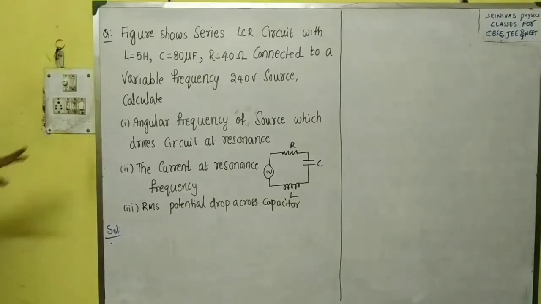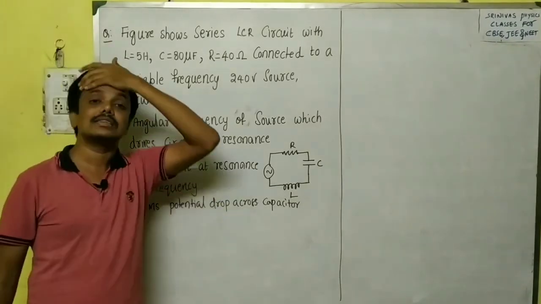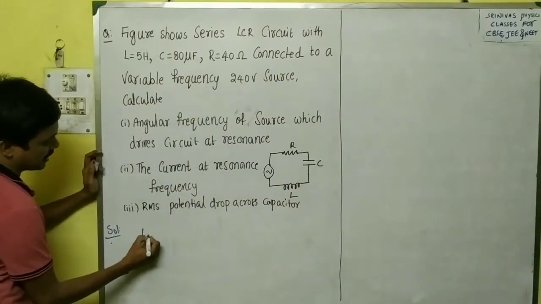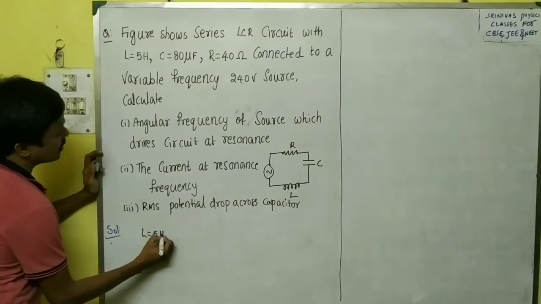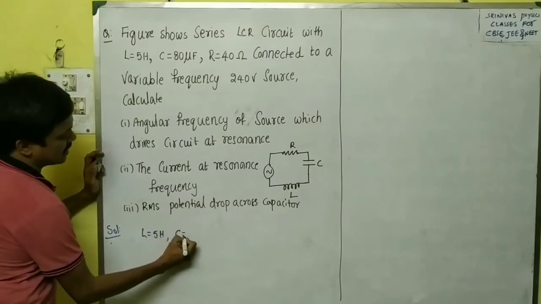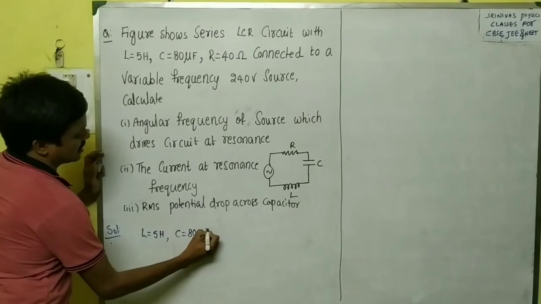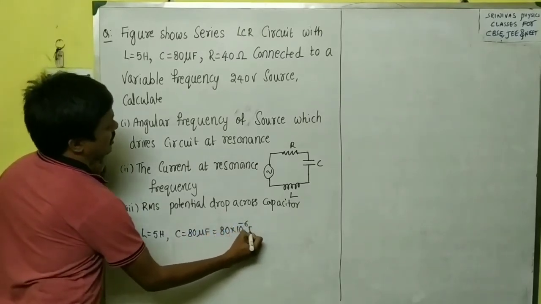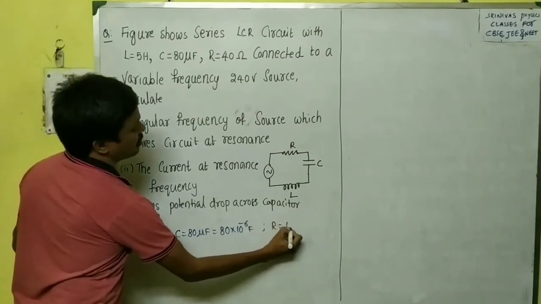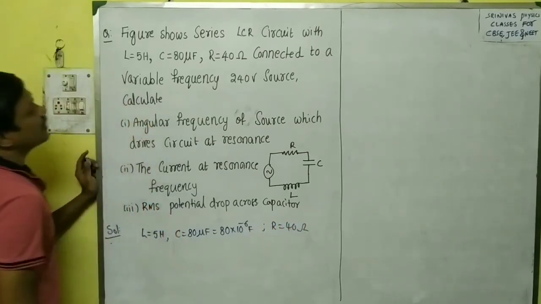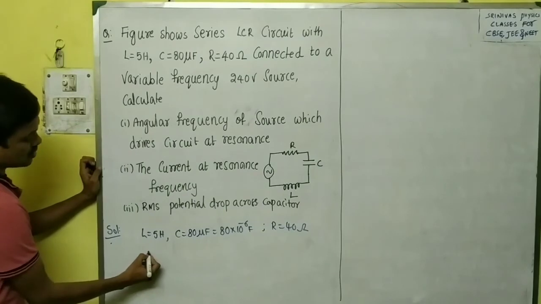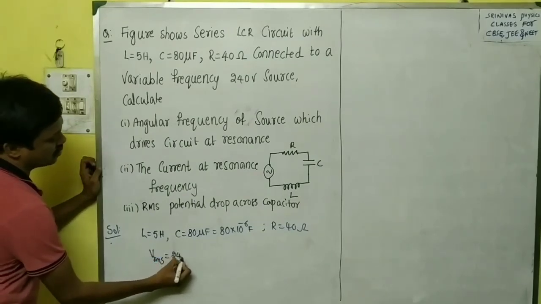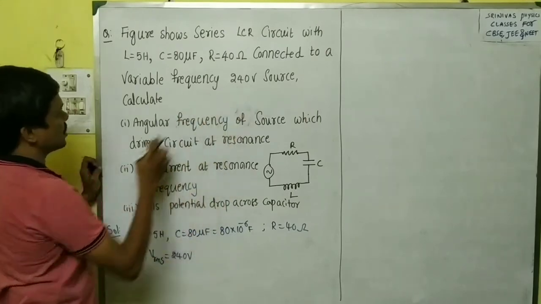Okay, let us go for one problem based on LCR circuit. The inductor has inductance 5 Henry, the capacitance is 80 microfarad, that is 80 into 10 to the power of minus 6 farads, and the resistance is 40 ohm. It is connected to a source of AC voltage, RMS voltage 240 volts.